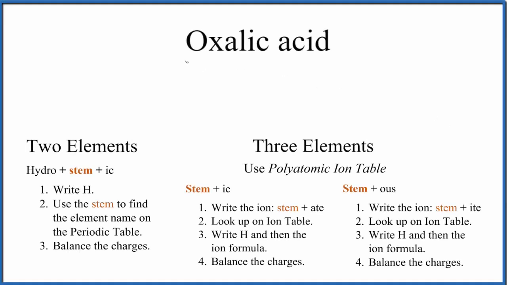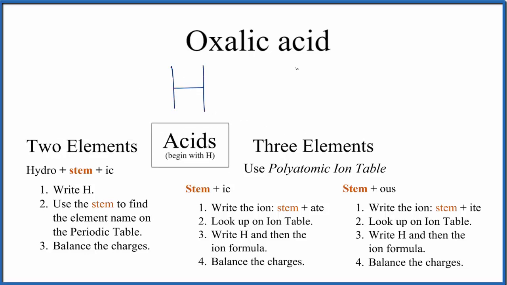Let's write the formula for oxalic acid. So the first thing we know, we have an acid here. Acids in general, they begin with H. So let's just write an H here to start out with. Next, we're going to look at oxalic acid. We don't see anything written in front of it.